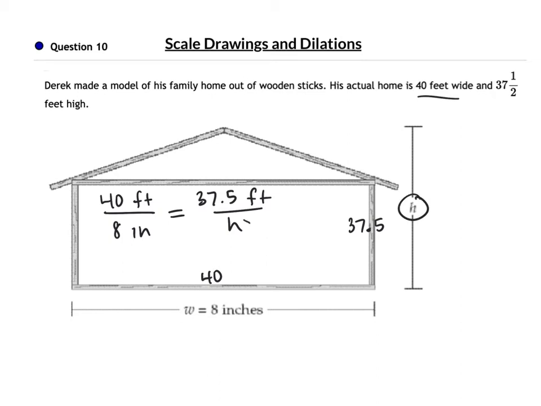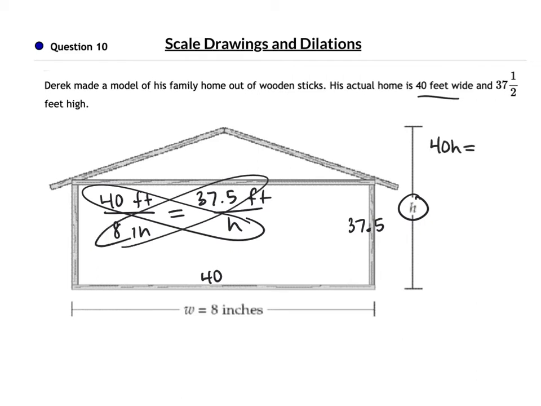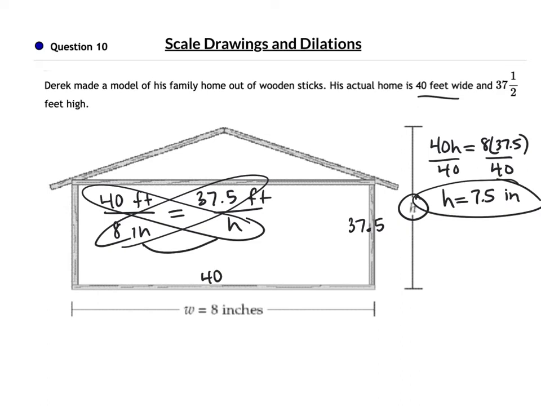And just cross multiply again. 40 times h, 40h, equals 8 times 37.5, and divide by 40. And the calculator says 7.5, and that would be inches.